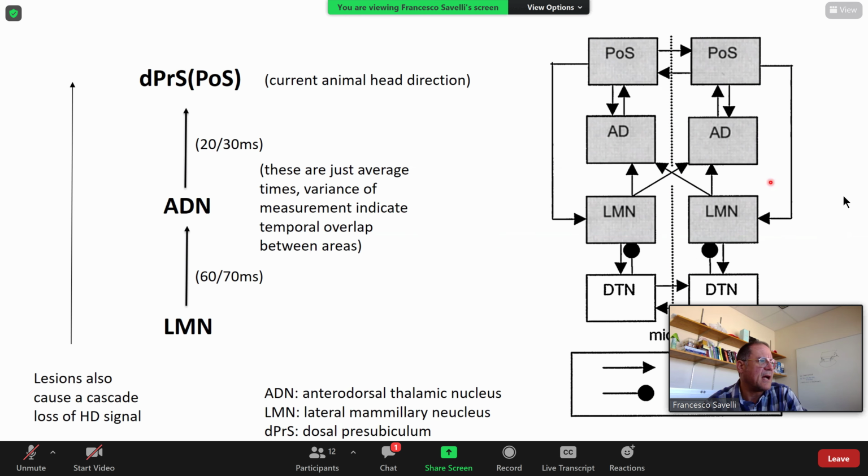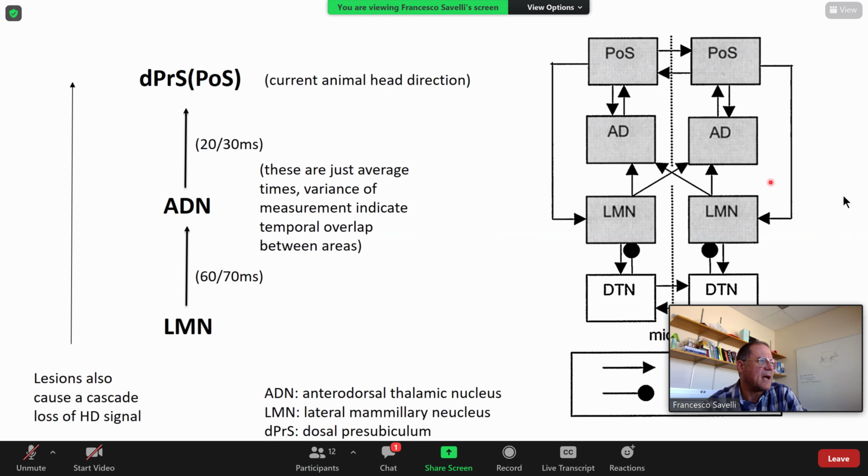But if you do the same experiment with lesions of the postsubiculum or dorsal presubiculum, so they're called both ways because anatomists don't always agree on how to name things. And so some researchers follow one terminology and other researchers follow another terminology.